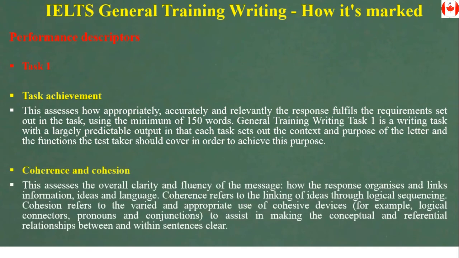Coherence and cohesion assess the overall clarity and fluency of the message, how the response organizes and links information, ideas and language. Coherence refers to the linking of ideas through logical sequencing. Cohesion refers to the varied and appropriate use of cohesive devices, for example logical connectors, pronouns and conjunctions, to assist in making the conceptual and referential relationships between and within sentences clear.